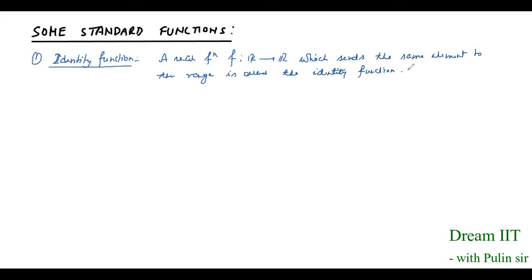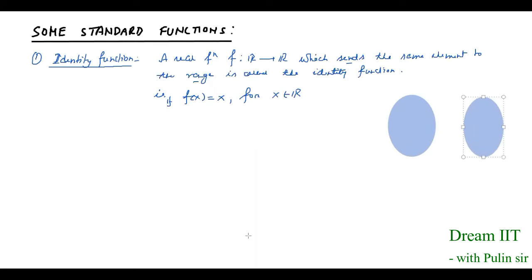What does it mean? That is, f(x) equal to x for all x belonging to the domain. That means when you give the input as x, the output is also x. That means it sends the same element to the range. So this is known as the identity function. For a moment, let me look at a small arrow diagram. The identity function is represented like this, just for understanding.